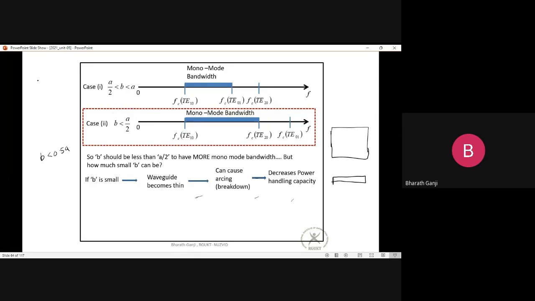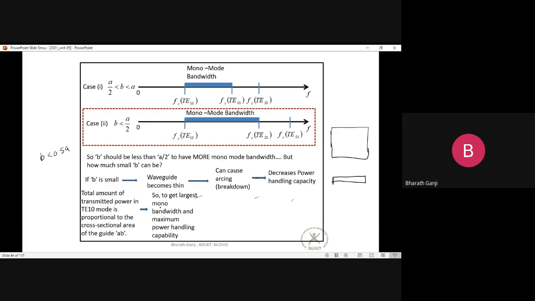The best dimension is simple. Okay, to compromise here, you can see that the total power transmitted is basically depending upon the cross sectional area. So to get the largest mono bandwidth and the maximum power handling capability, ఇక్కడ maximum bandwidth కావాలి అలాగే maximum power handling capability కావాలి అంటే the good condition I can choose is to make b exactly equal to a/2. b ని ఎగ్జాక్ట్గా a/2 చేశాను అనుకోండి, ఇది ఎక్కడ ఉంటుంది అంటారు?